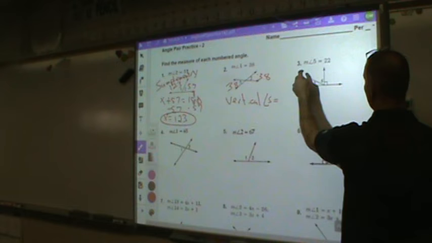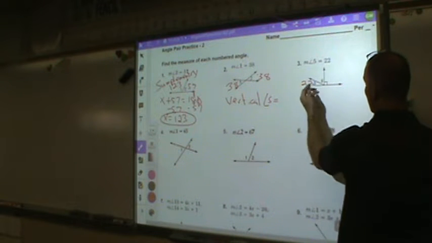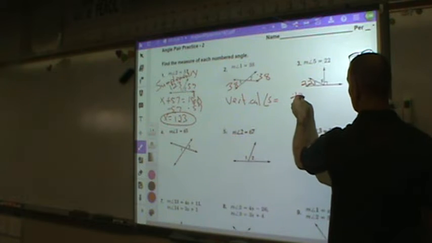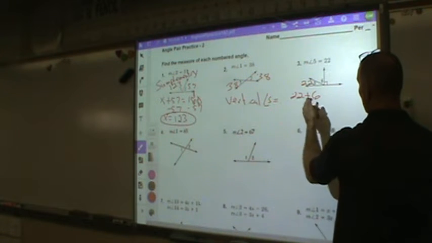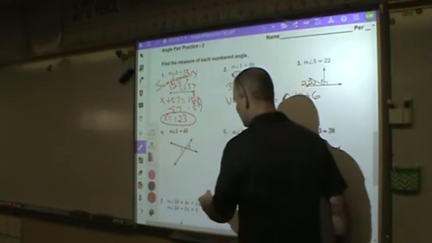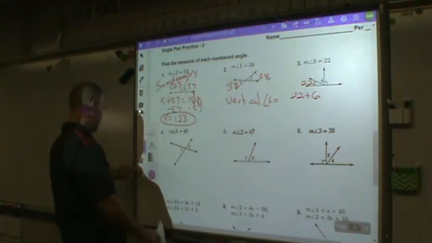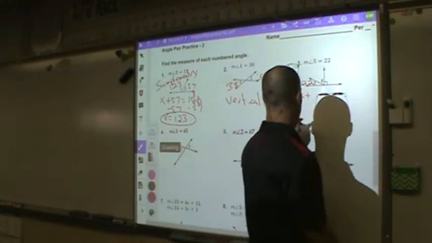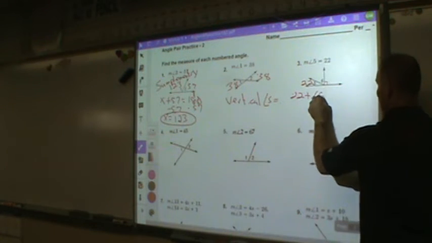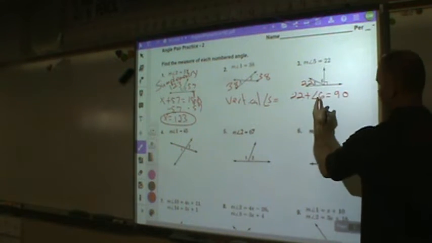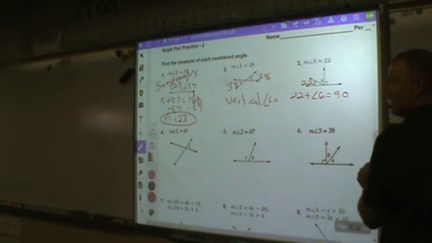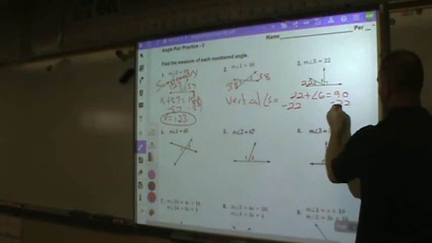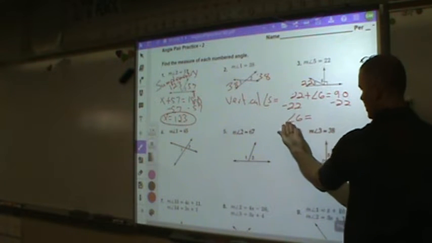So if I know that, and 5, which you should label right away because it's telling you 5 is 22, then 22 plus angle 6 is equal to 90 degrees. That way I know that this is not a number, it's actually representing an angle. Well, I got to subtract 22 from both sides. So angle 6, now you know what it is.